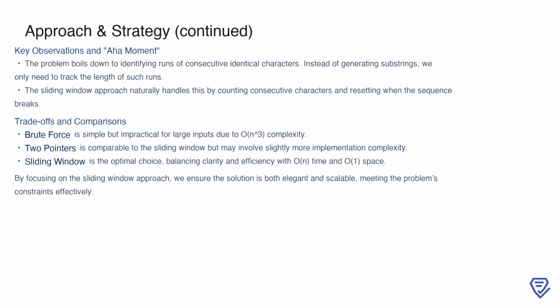When comparing the three approaches, brute force is the simplest to understand but suffers from impractical O(n³) complexity for large inputs. The two-pointers method offers comparable efficiency to the sliding window approach but introduces slightly more implementation complexity. The sliding window approach, on the other hand, stands out as the optimal choice. It is clear, concise, and efficient, with a time complexity of O(n) and a space complexity of O(1). By leveraging the sliding window strategy, we ensure that the solution not only meets the problem's constraints but also remains elegant and easy to implement, making it ideal for competitive programming scenarios.